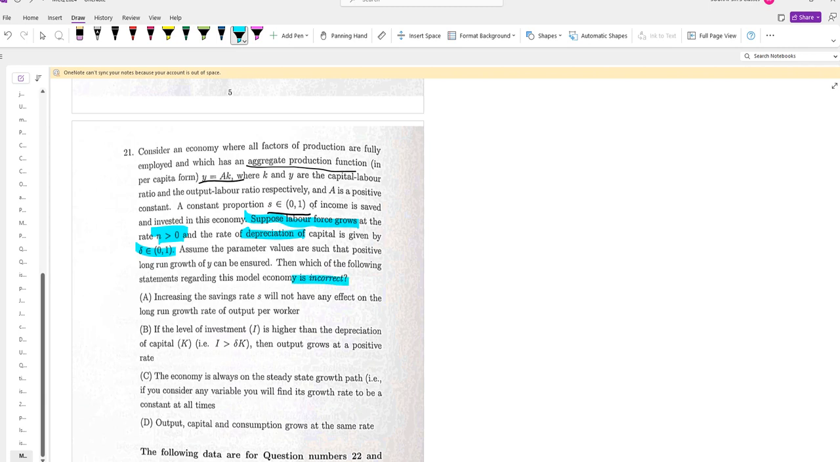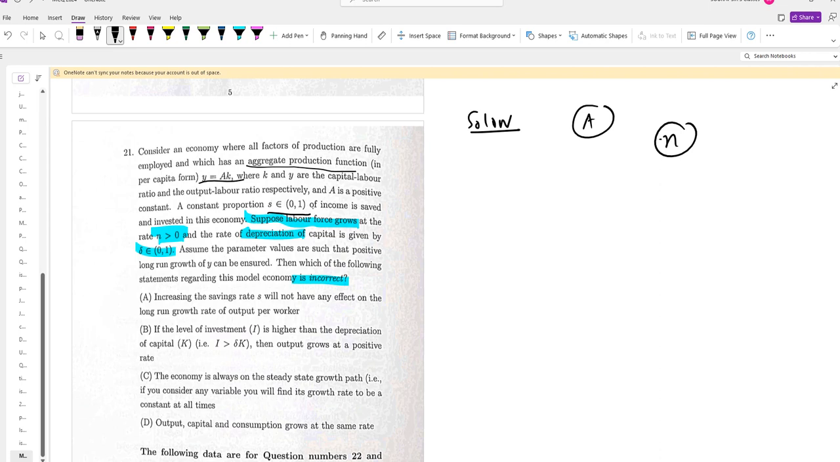Increase in the savings rate. चलिए एक एक करके चलते हैं. Increase in the savings rate, okay, will not have any effect on the long run growth rate of the output per worker. ठीक है. सो ये स्टेटमेंट में देखिए, सोलो जो मॉडल है, इन सोलो मॉडल क्लास में बहुत बार गिरा है सोलो मॉडल. सो द लॉन्ग रन ग्रोथ रेट ऑफ द आउटपुट पर वर्कर इज डिटरमाइंड बाय द एक्सोजेनस टेक्नोलॉजिकल प्रोग्रेस. सो दैट इज ए एक्सोजेनस गिवन टेक्नोलॉजिकल प्रोग्रेस एंड द labor force growth rate.